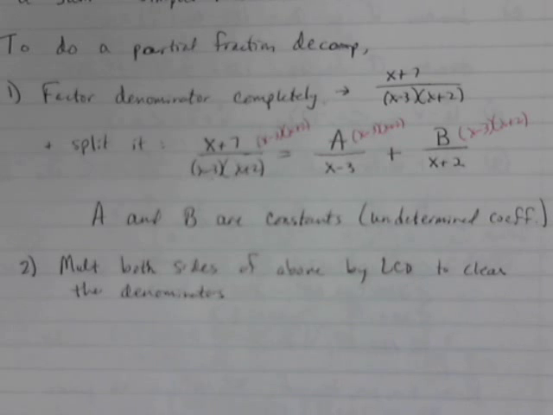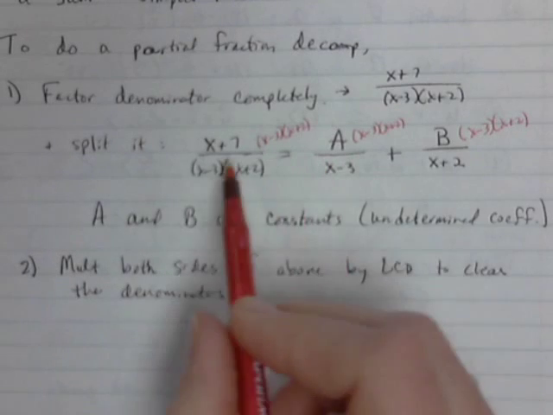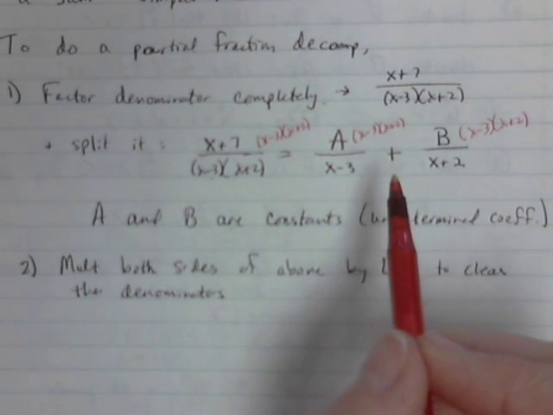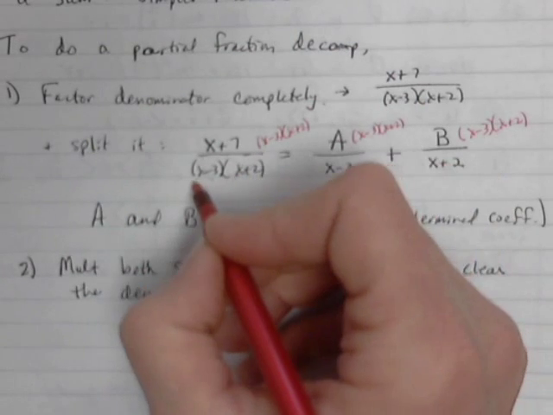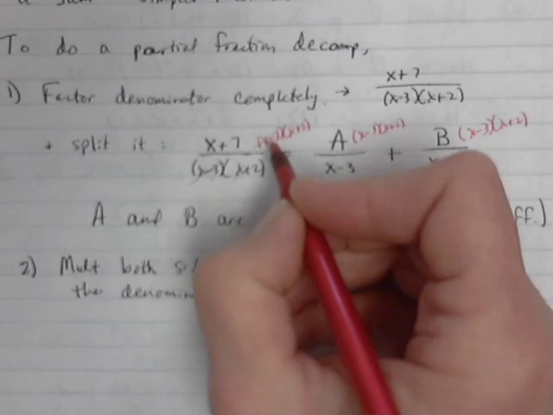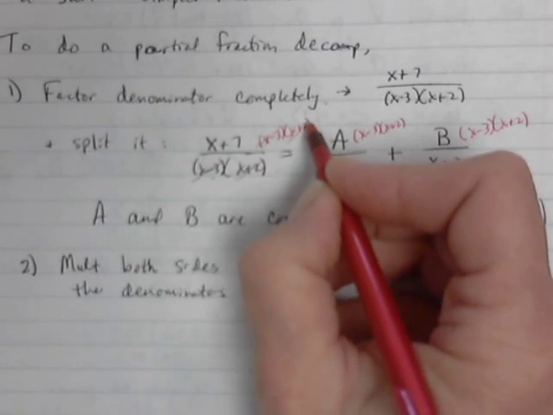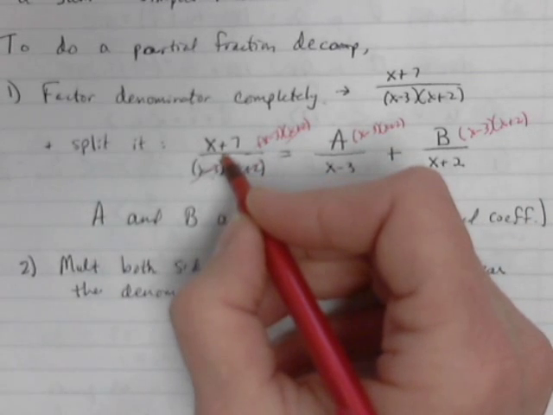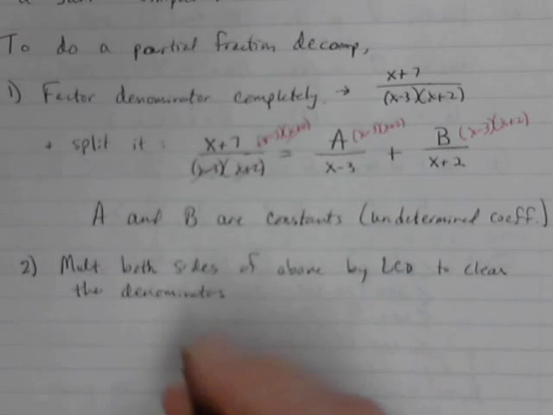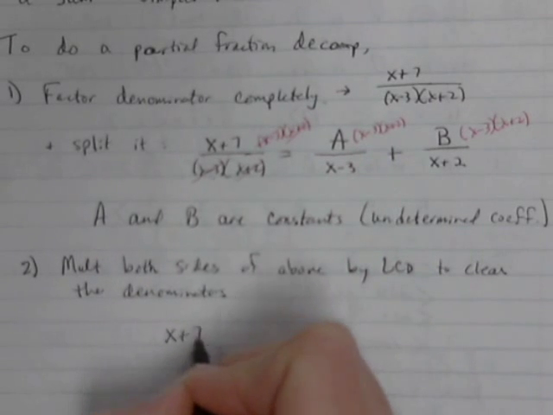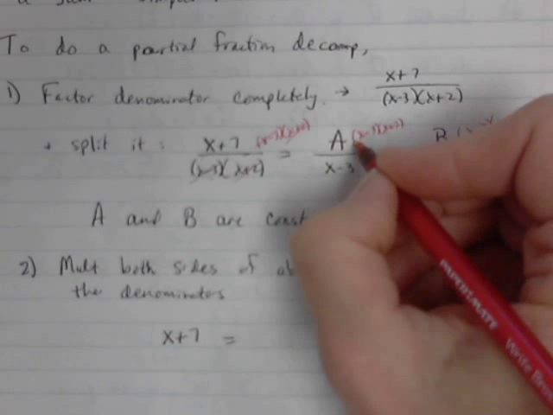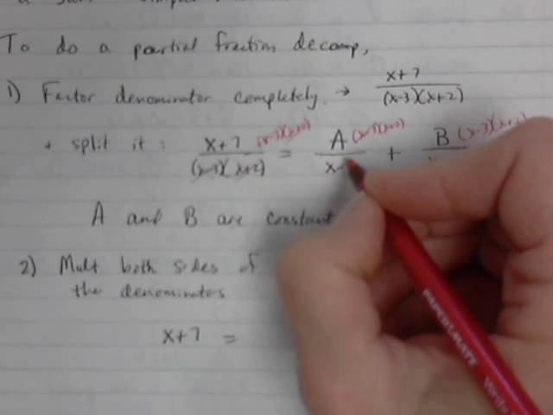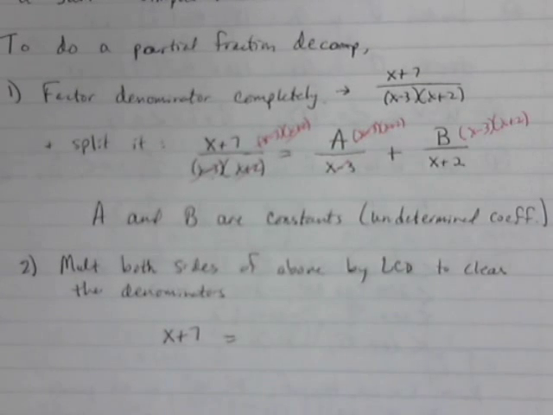And if you remember from Algebra 2 last year, this was the method that we used to solve fractional equations. So to clear the denominator, this x minus 3 will cancel, this x plus 2 will cancel, and what we'll be left with is just an x plus 7 equals, and then these x minus 3's will cancel out, and we're going to be left with A times x plus 2.